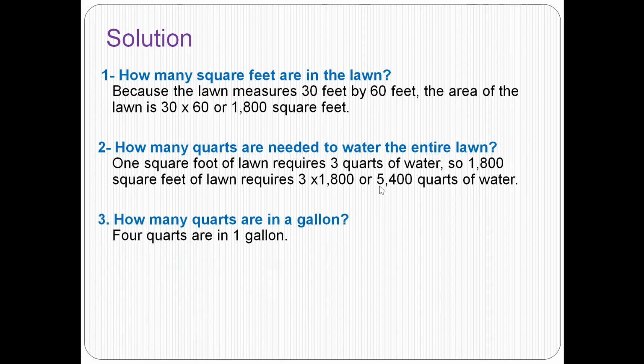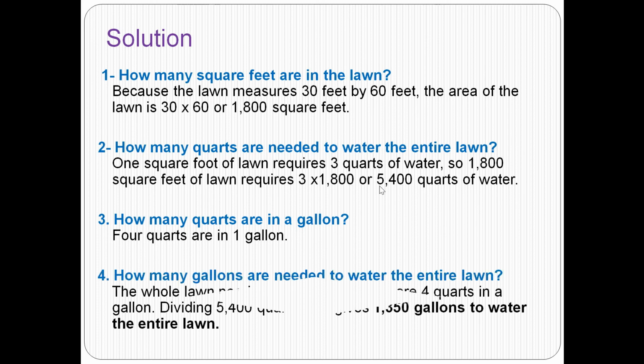So the next sub-problem question is, how many quarts are in a gallon? This is a fact. 4 quarts are in 1 gallon. Good. So we know the measurement conversion. The final step is to find the answer in gallons. So the final question is, how many gallons are needed to water the entire lawn?